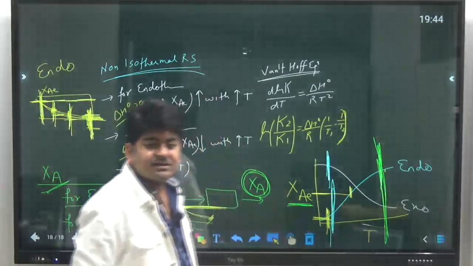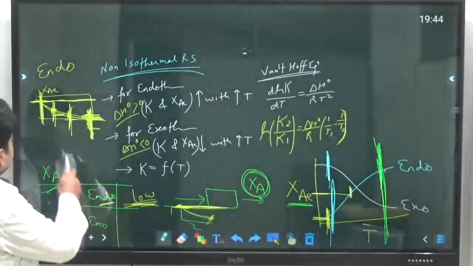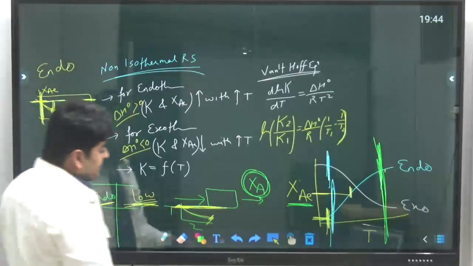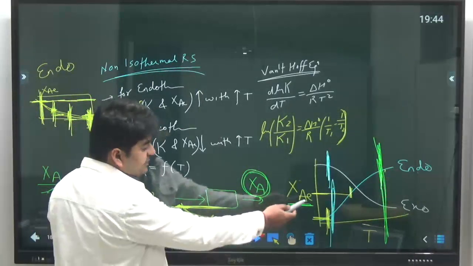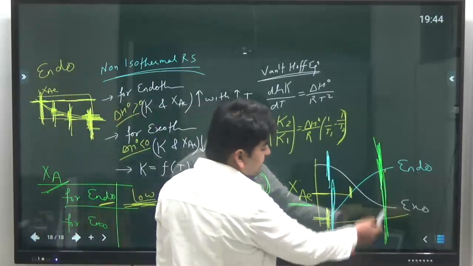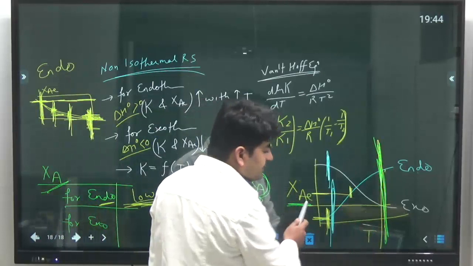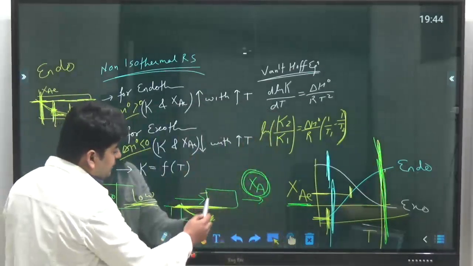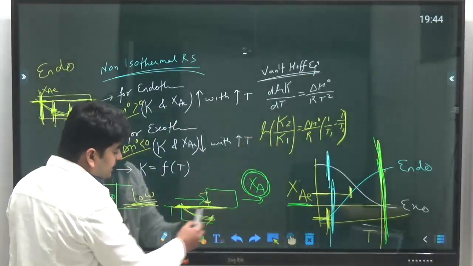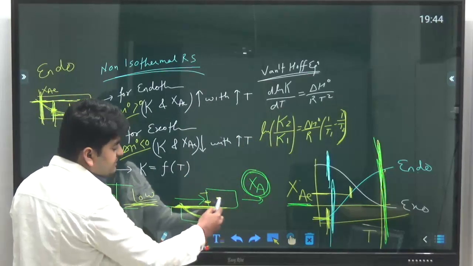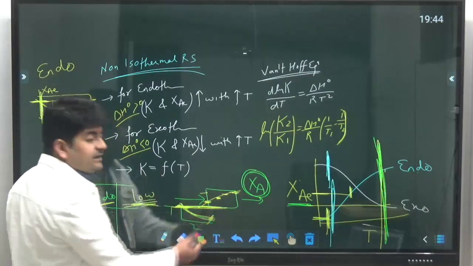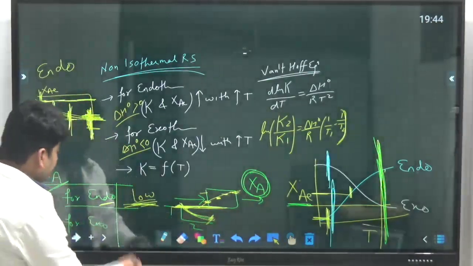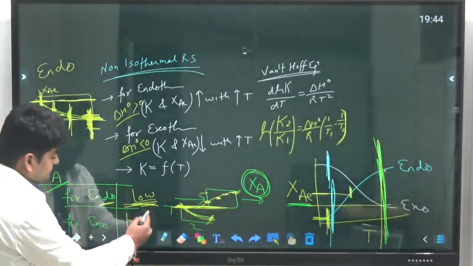For exothermic reactions, temperature is decreasing. So obviously we know that for exothermic reaction, if temperature is high, conversion will be low. So here I will have the lower conversion. Here temperature is decreasing, higher conversion, highest conversion. So ultimately conversion is increasing. So overall conversion will be high.